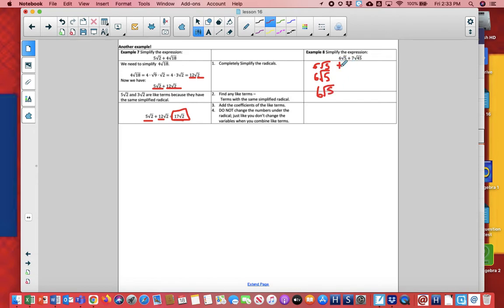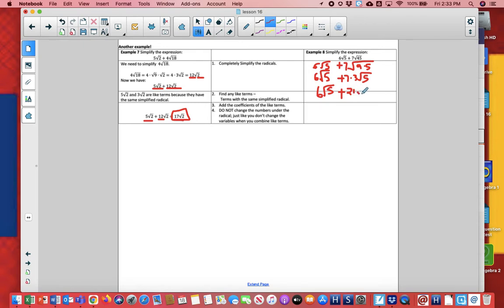of 45. So my first step here is to find a perfect square that can break down 45, which should be 9 times 5. So the square root of 9 is going to give me 3, so I get 7 times 3 square root of 5. Well, 7 times 3 is 21, so now I get 21 square root of 5.